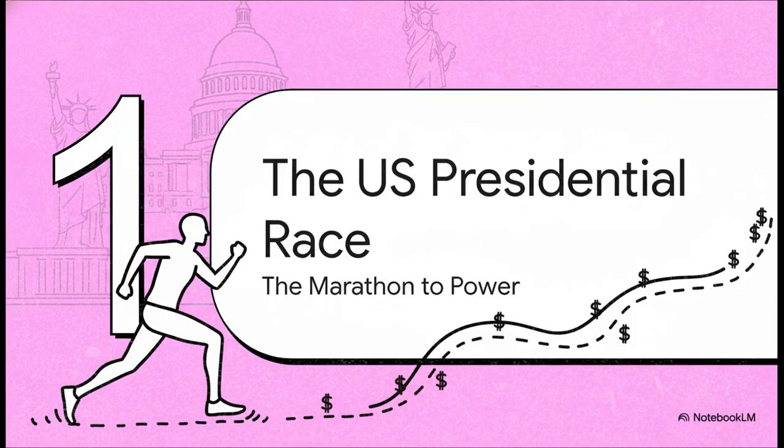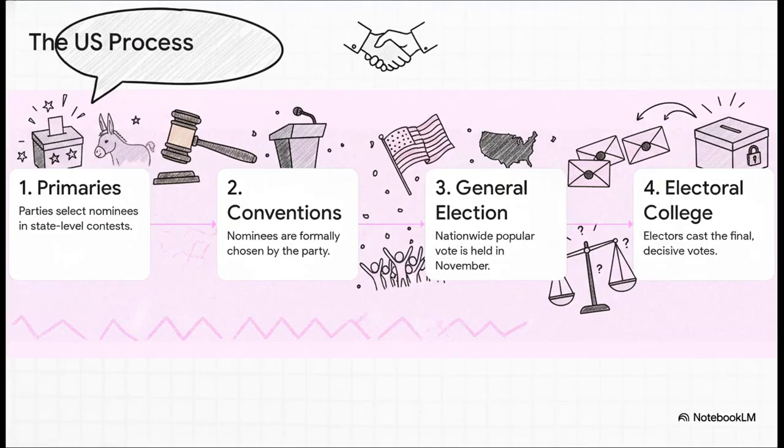Okay, first up, let's talk about the marathon, the American race for president. And trust me, it is a long, complicated, and unbelievably expensive journey. So this whole process really unfolds in 4 key stages. First, you've got to battle it out just to win your own party's nomination. Then there's the big, flashy party convention. After that comes the nationwide general election campaign.